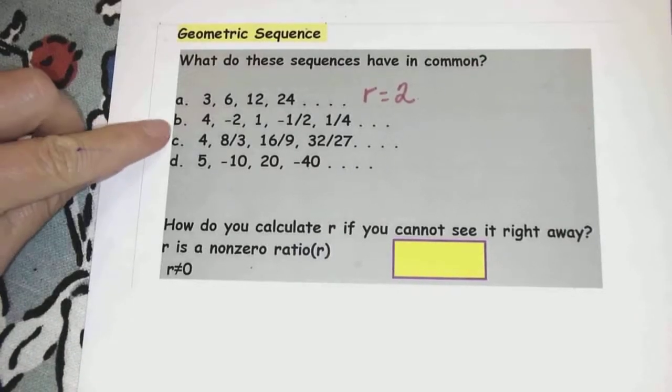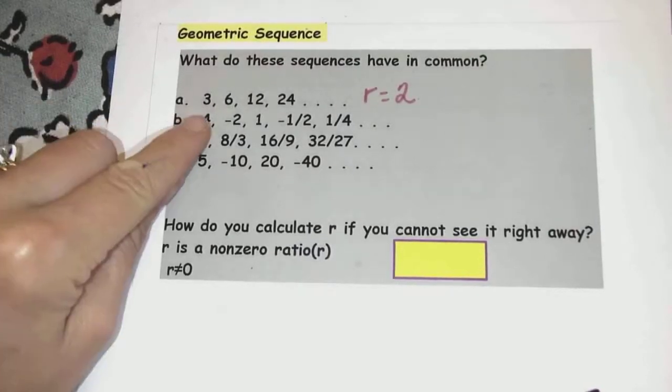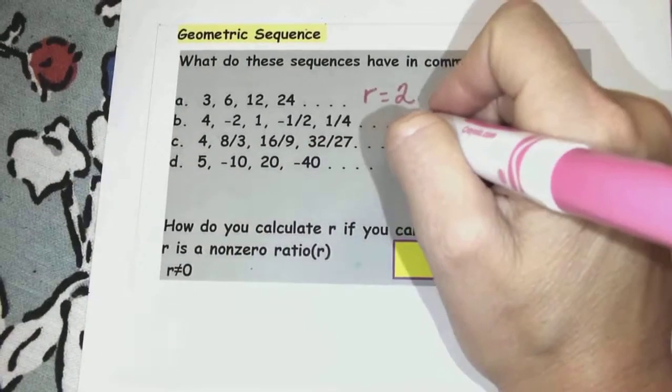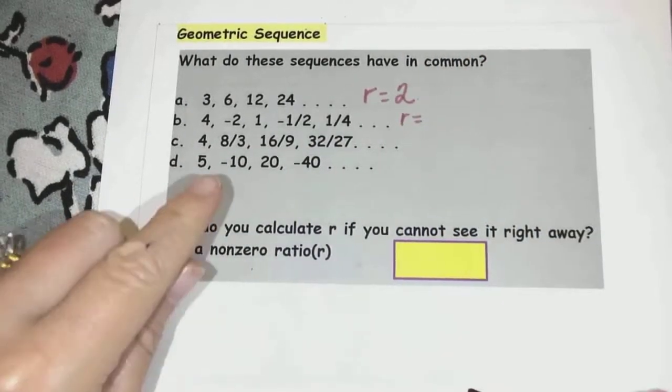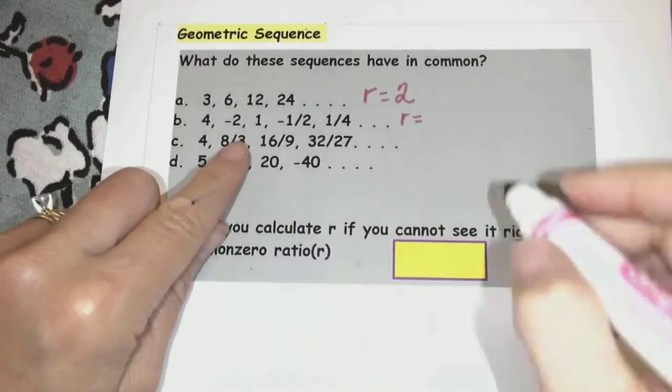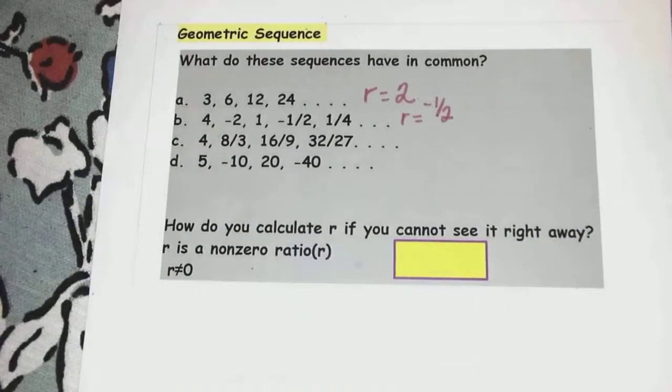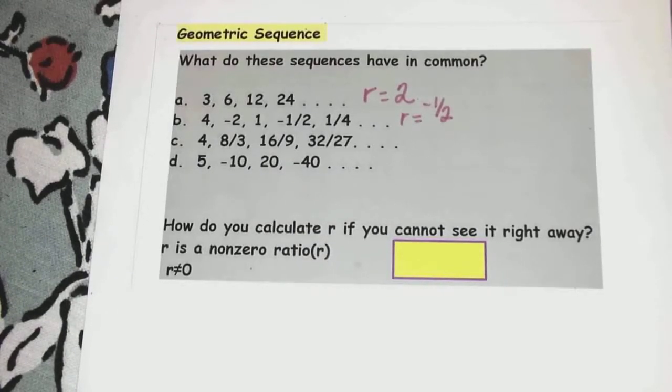If I look at letter B, you might not see it right away. The signs are alternating, so that means my R value will be negative. And if I multiply 4 by -1/2, I will get -2. You might be thinking, oh, I'm dividing by 2. Well, remember, dividing by 2 is the same as multiplying by 1/2.